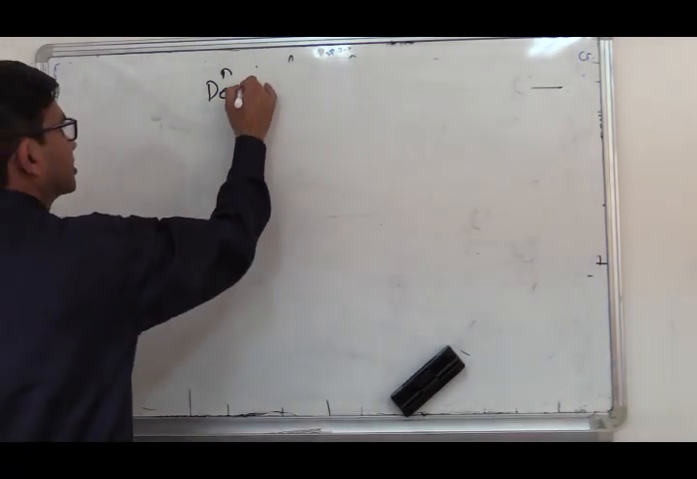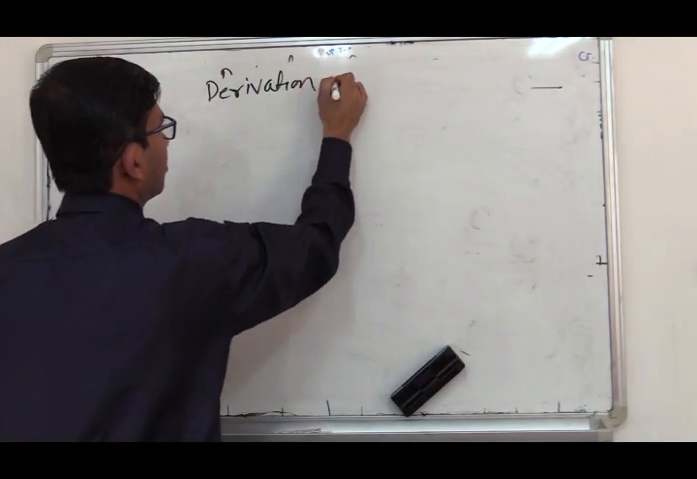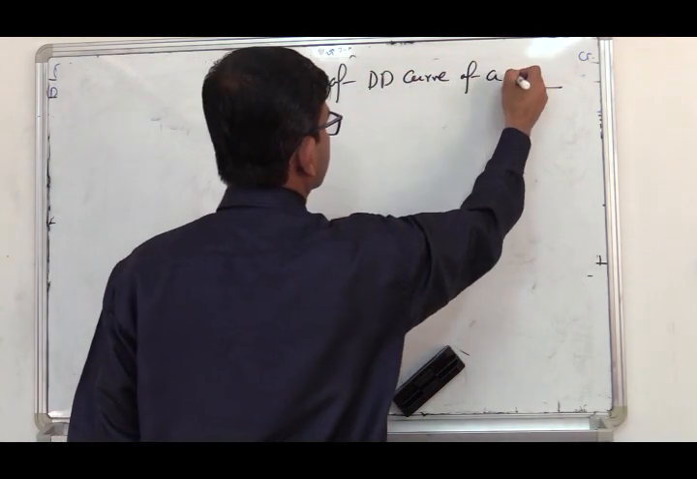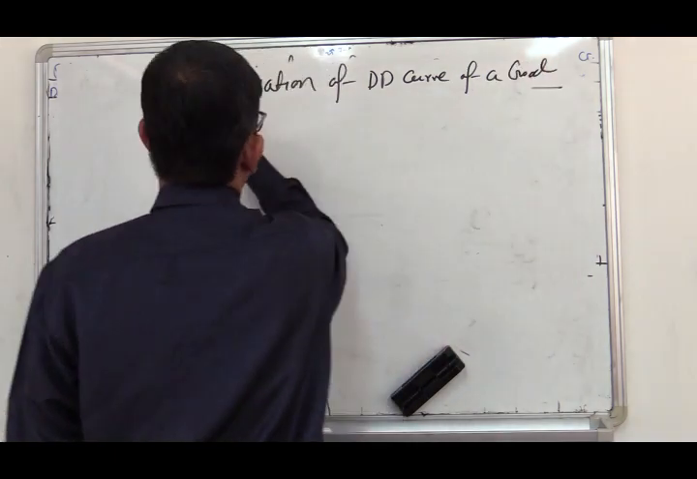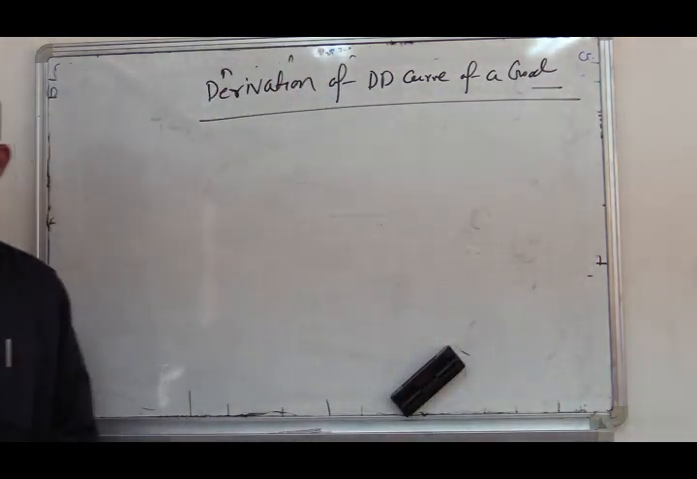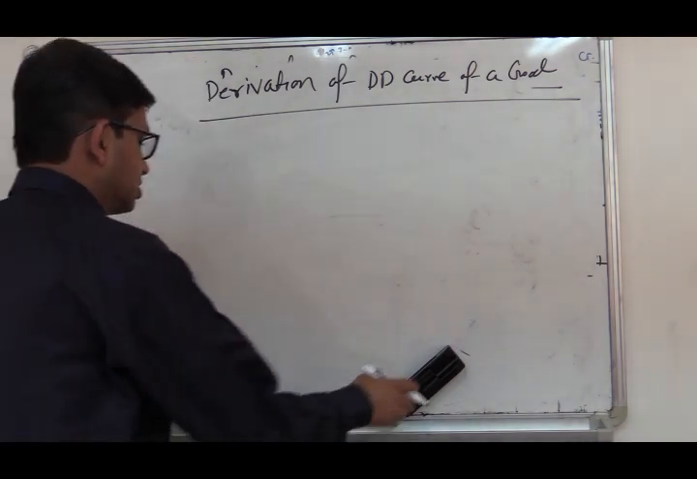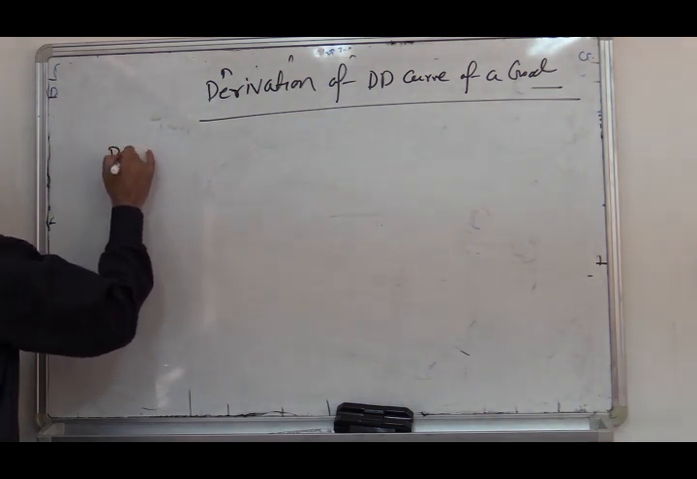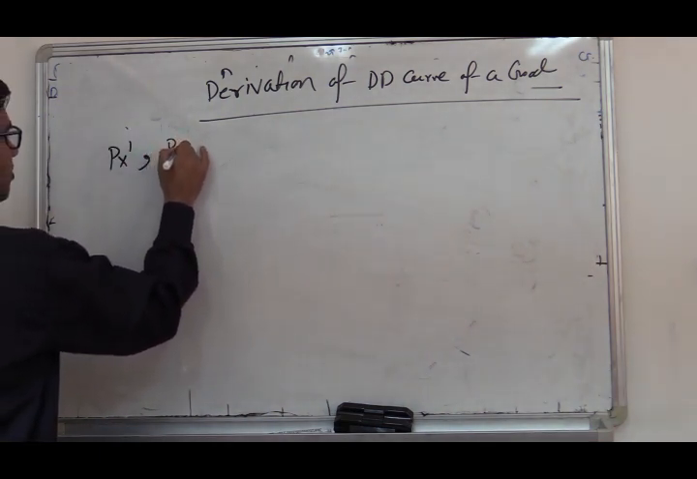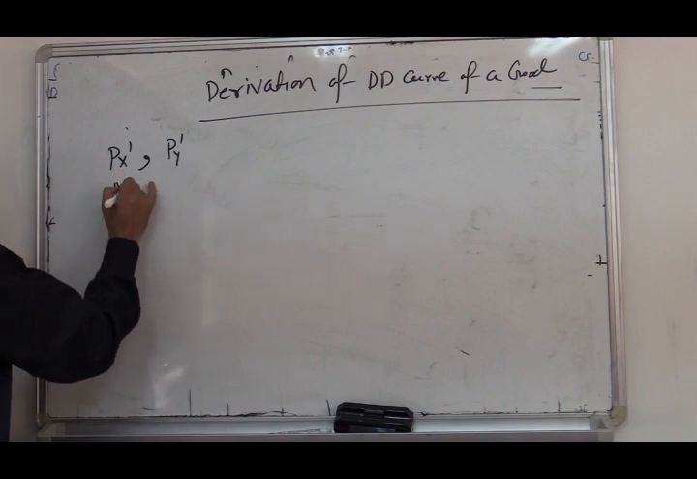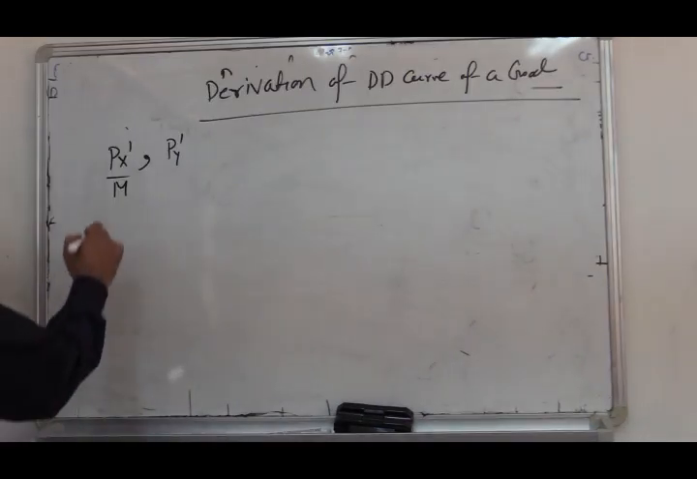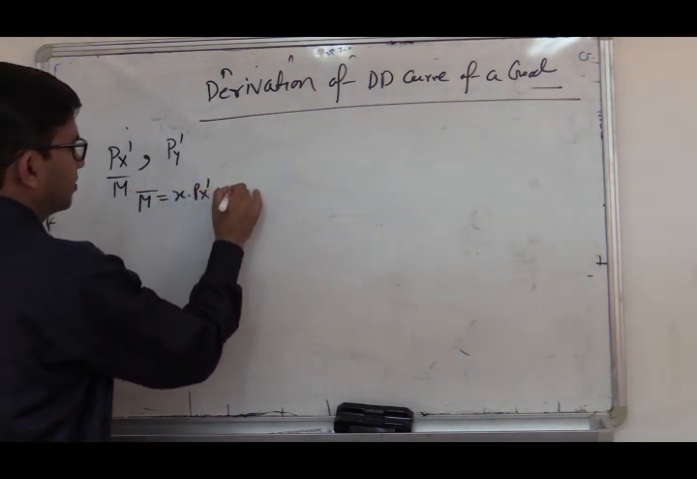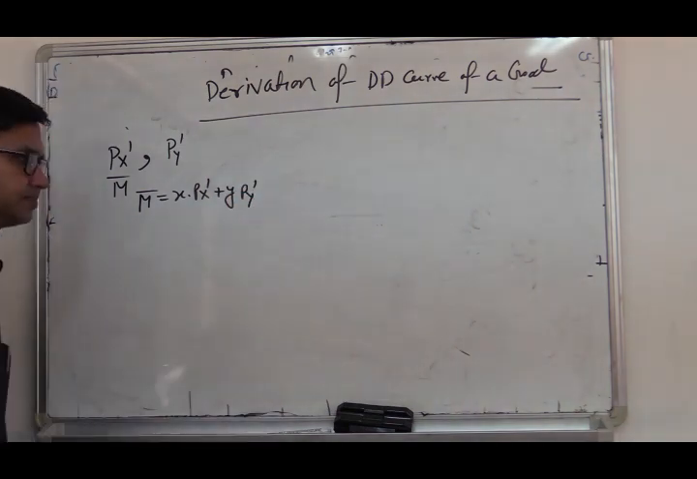So now we will discuss the derivation of demand curve of a good by using the price effect. So let us start with the equation: price of x is px1, price of y is py1 and income is m bar. So the budget line is given as m bar equals x into px1 plus y into py1.